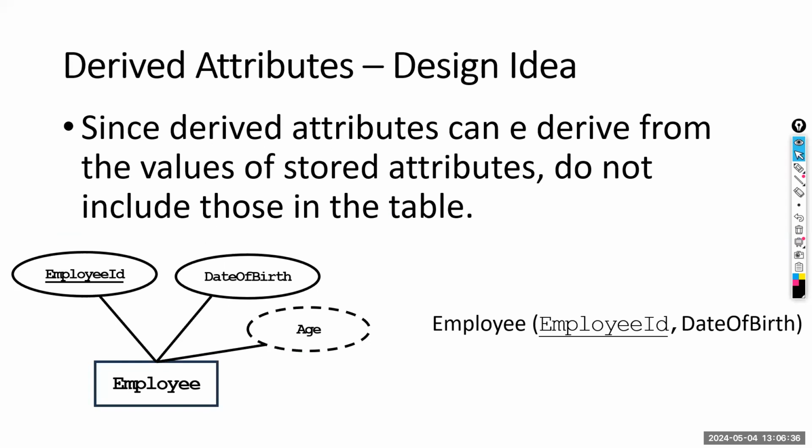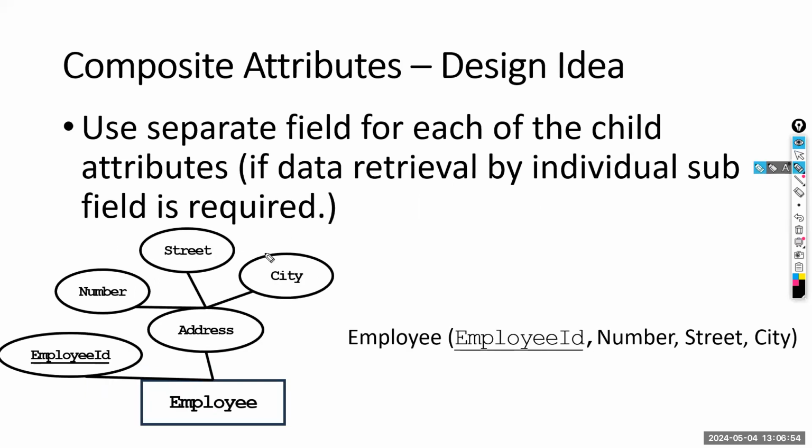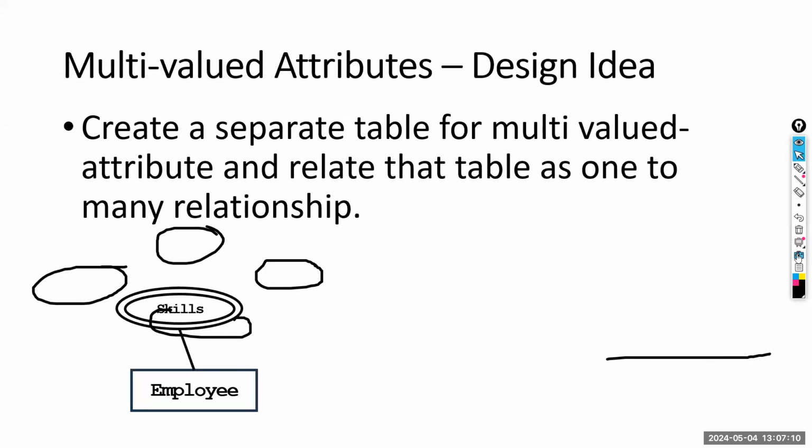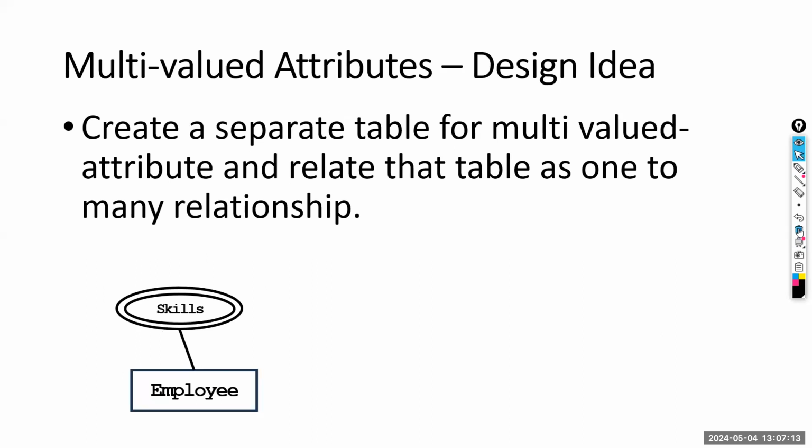So then we look at some design ideas. When you design your tables, if you have a derived attribute, don't include a field for that because we can derive it from other stored attributes. If you have composite attributes, make sure you have fields for the sub attributes, not for the composite attribute, right? So you don't have an address field, rather you will have number, street, and city, 3 fields, right, in your database. If it is a multi-valued attribute, you need to introduce a new table and map it as a one-to-many relationship. Okay, so that is another aspect.